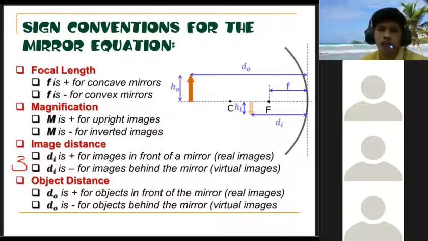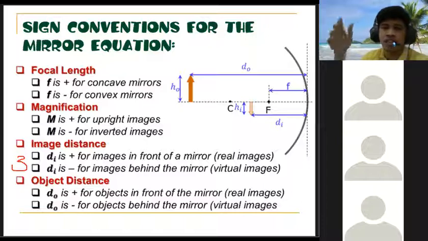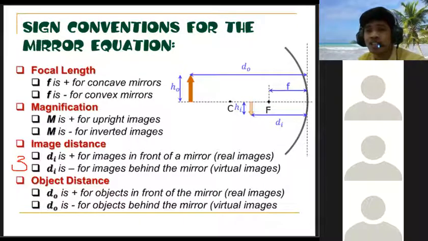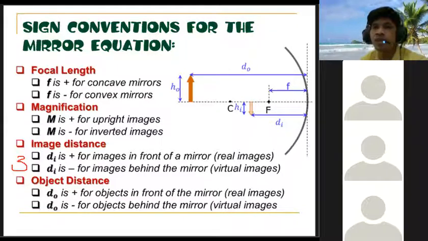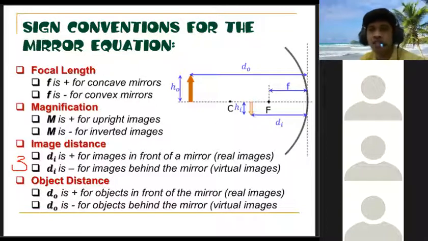Now, when you solve and you find that DI is positive, the image is in front of the mirror. When we say the image is in front of the mirror, it means that it's real. If you can still remember, it's a real image. It is on the same side as the object. Now, if DI, the distance of the image, is negative, it is behind the mirror. And when the image is behind the mirror, it's virtual.